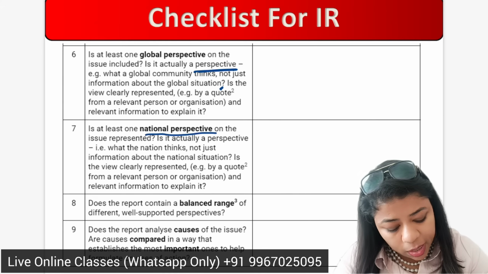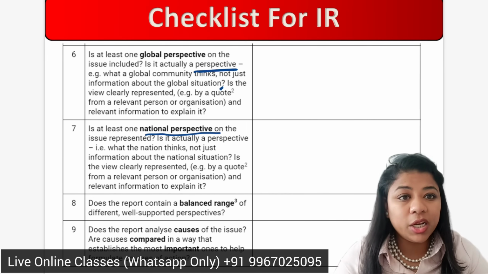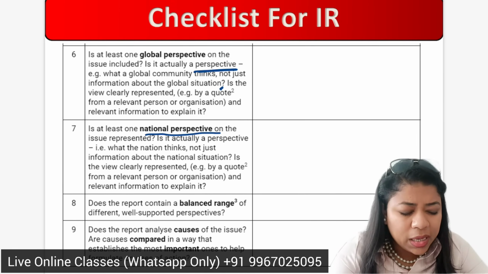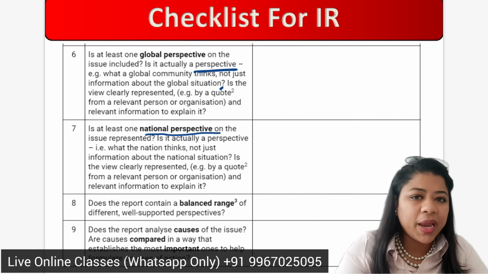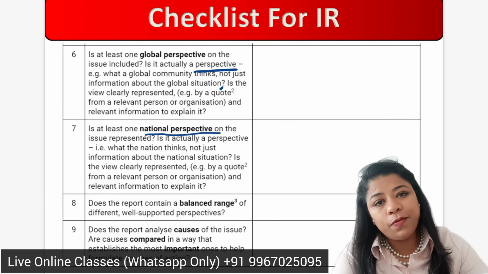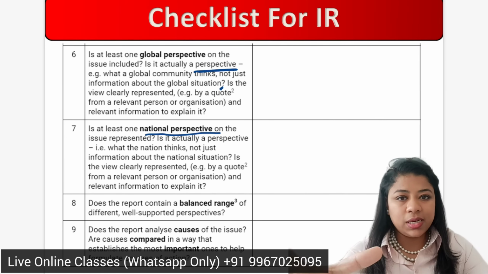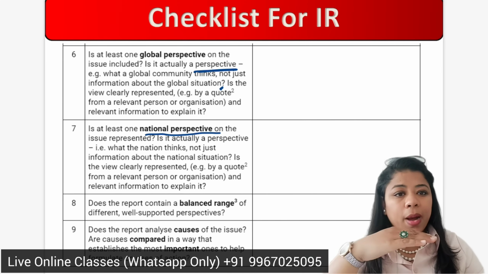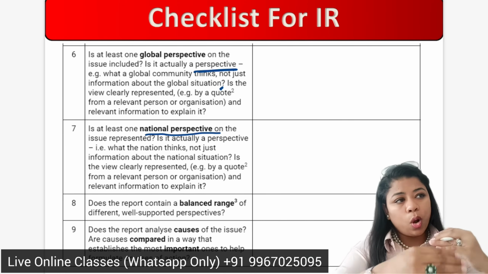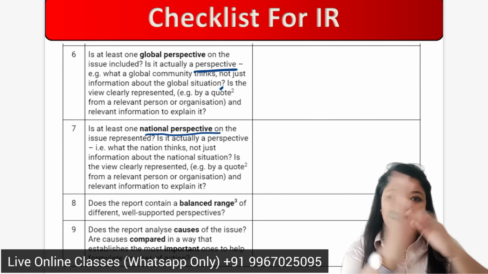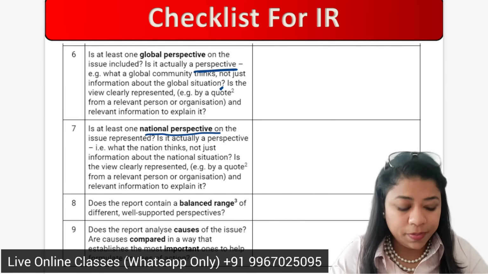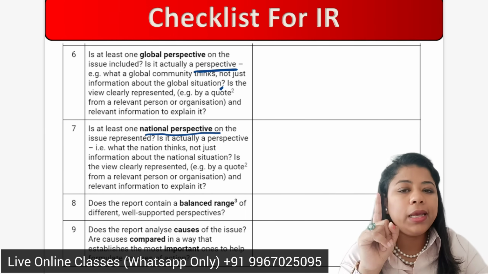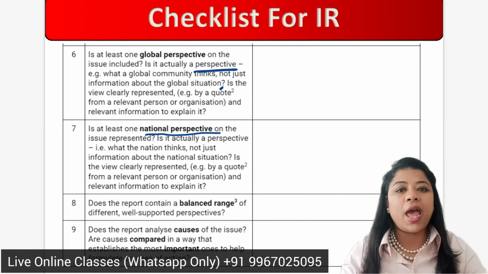Then again, the same is applicable for the national perspective. It should be a proper issue or perspective. It should not be just the information that you are giving out. Many a times students get confused between the perspective or issue and the information. Information is just when you are giving out certain data, and perspective is when you are going in. So information is the superficial part, and when you go in depth, you identify the problem, analyze the problem, evaluate the problem, and how it is affecting different people of the world. That is perspective. Okay, so it's important to know the difference. Please note down what I just said. It might help you to exactly differentiate between information and perspective.